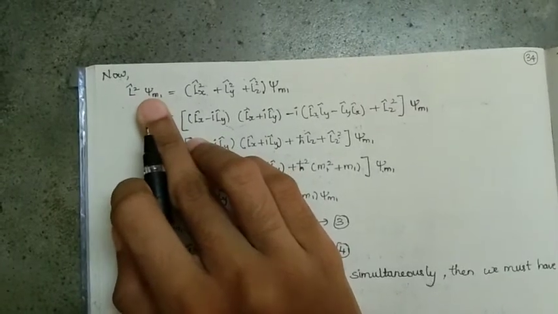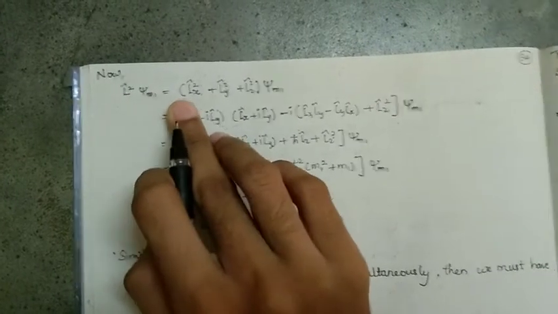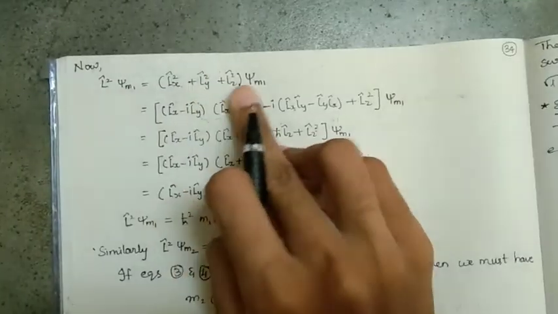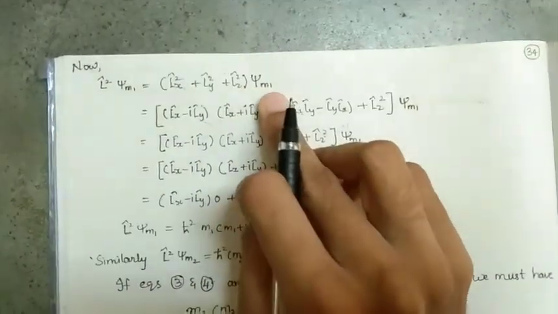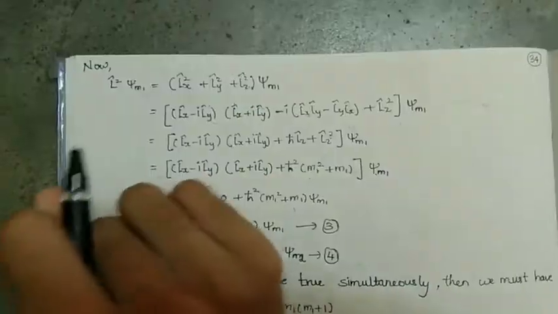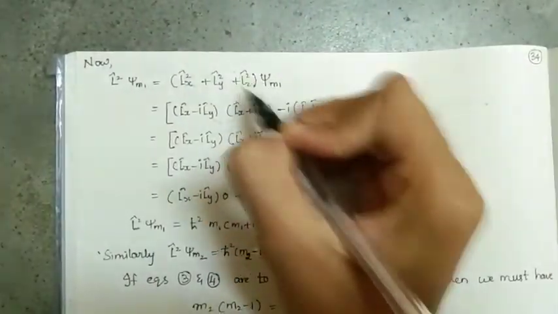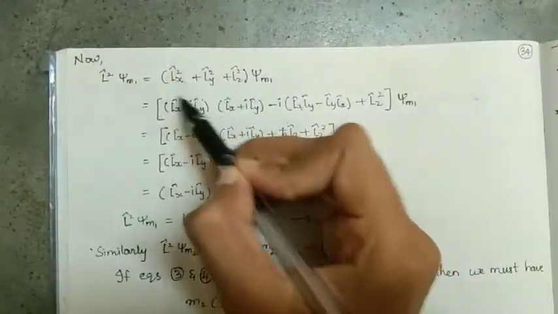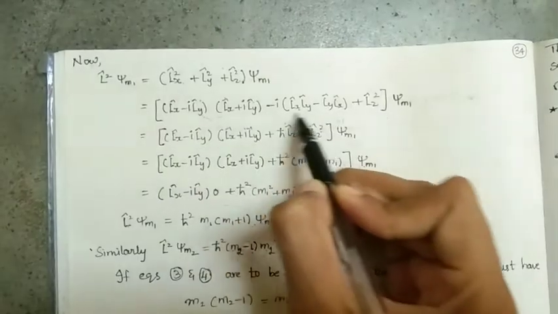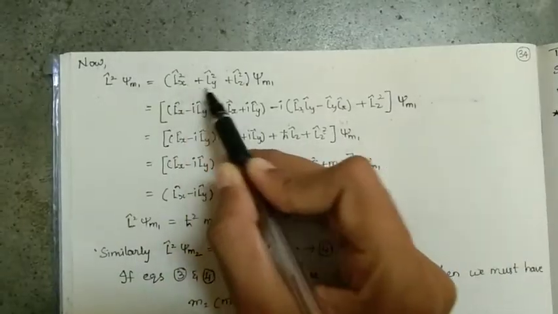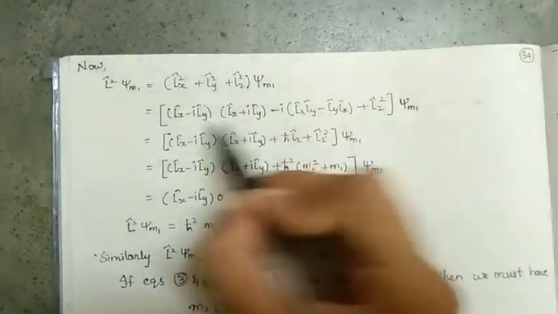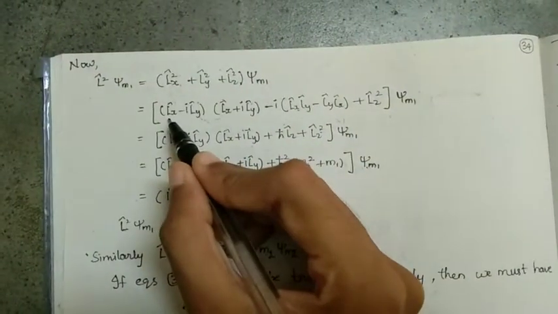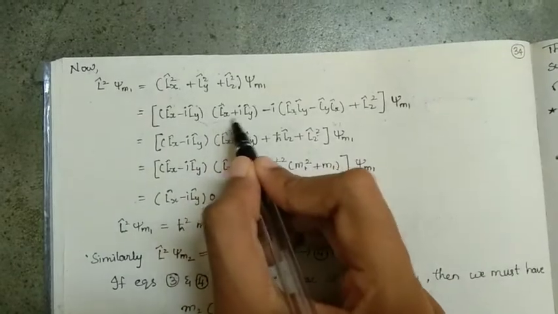So L square operating on xi m1 gives rise to L square, which can be written as Lx square plus Ly square plus Lz square. So again, let's split up this one. Let's keep this Lz square as usual. This is Lz square. So in the place of Lx square plus Ly square, we can write it as this. So if we see here, Lx minus Ily into Lx plus Ily.